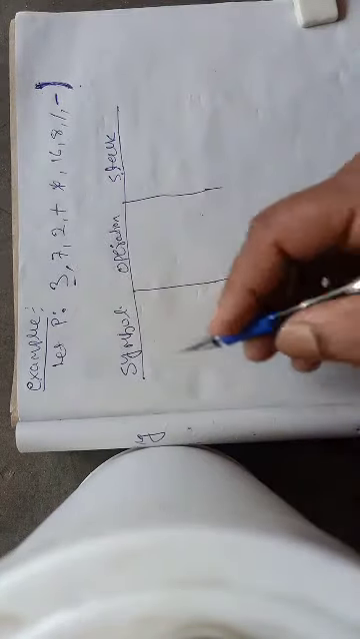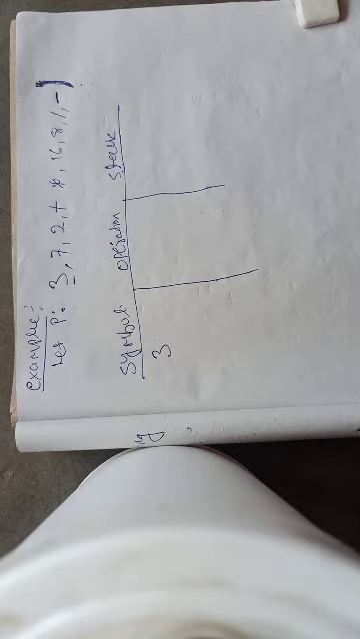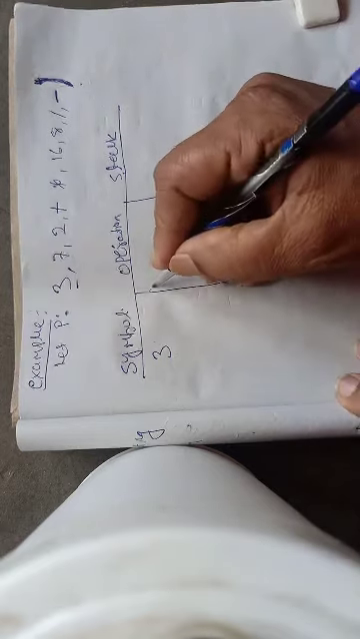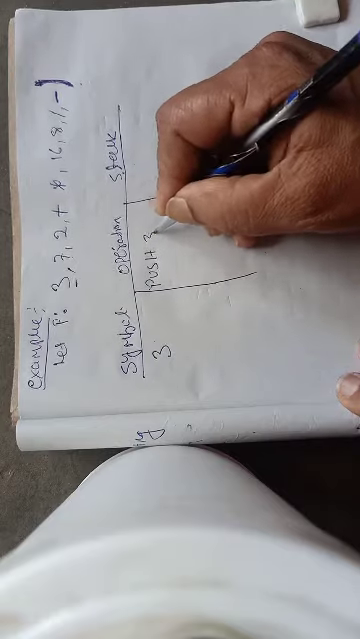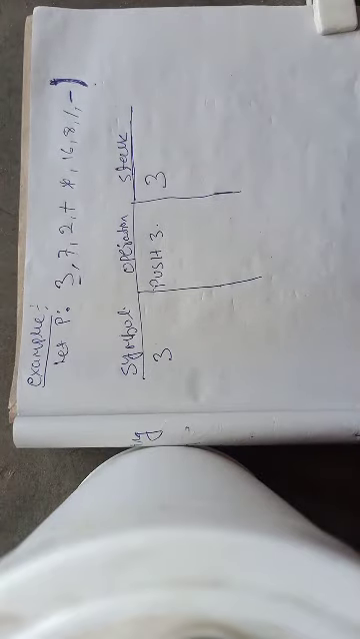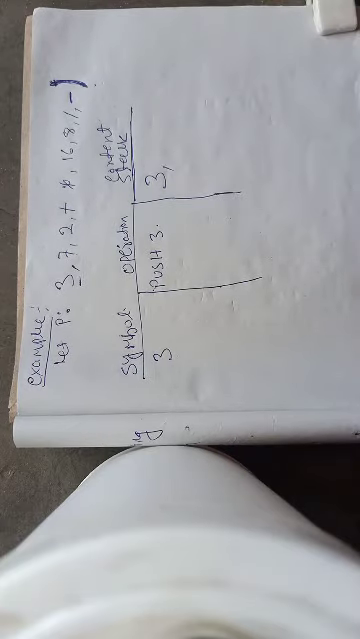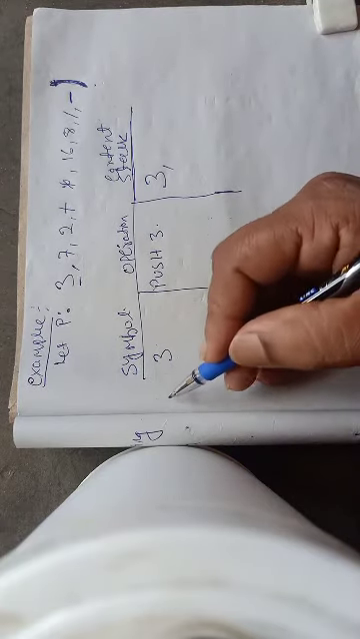What is the first symbol that is scanned? 3. Is it an operand or an operator? It is an operand. My algorithm says if an operand is encountered, push it. So the operation that we perform is push 3. Now the top of the stack will contain 3. This is the content of the stack. Okay, the first step is over.